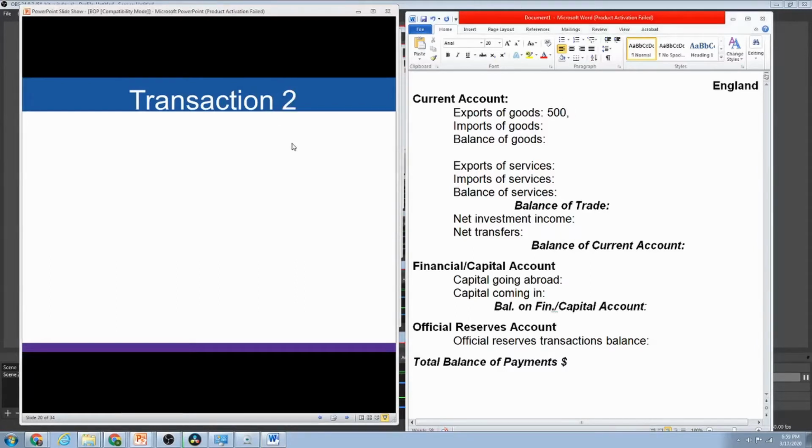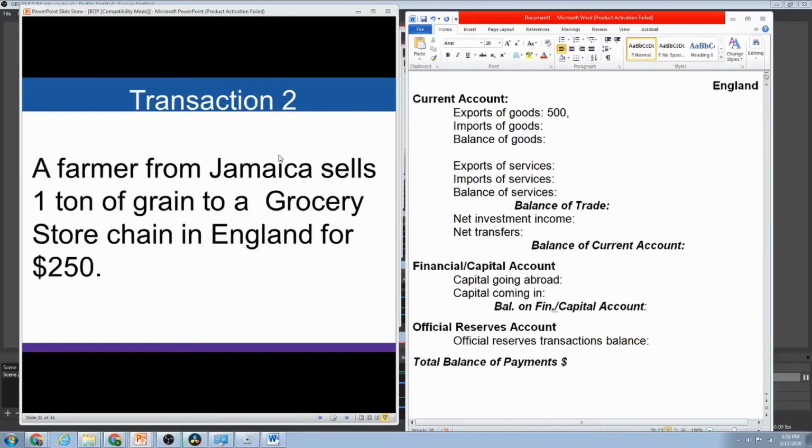Then we come to transaction 2, which is a farmer from Jamaica sells 1 ton of grain to a grocery store chain in England for $250. We have grain coming in, $250 going out. The grain's coming in, we have $250 of imports. We're going to put that down as a negative 250 because we're going to subtract it from the exports. So as of right now, we're at a surplus in the current accounts.